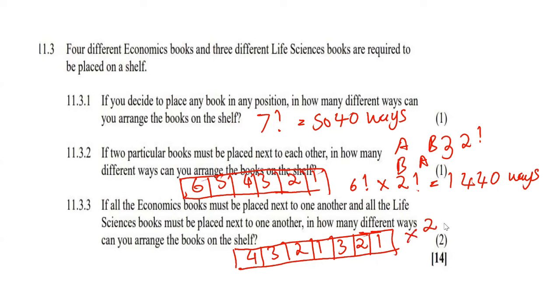So to include that point is to say 2 factorial, right? To also consider that we can have economics and then life science books, or life science books first and then economic books. So we're going to multiply by 2 factorial. So what do we have here? That's 4 factorial multiplied by 3 factorial, then multiplied again by 2 factorial for the fact that we can have economics, life science, or life science, economics. Then 4 factorial multiplied by 3 factorial multiplied by 2 factorial is going to give us 288 ways.